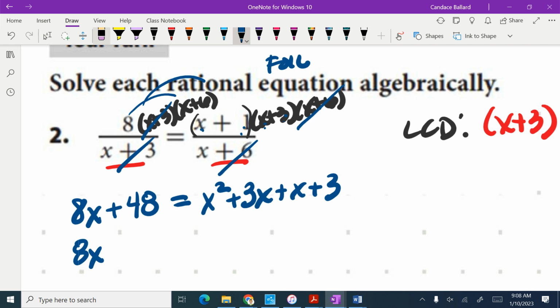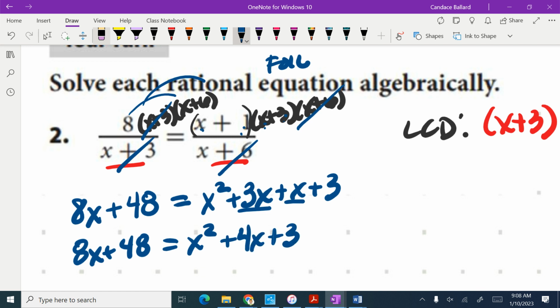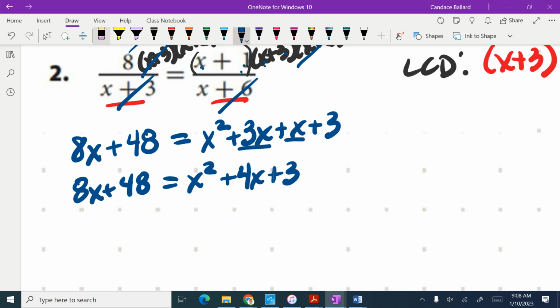Had I done it in my head, I would just move stuff over. So 8x plus 48 equals x squared. What's 3x plus x? Good. Plus 3. Do I have something linear or do I have something quadratic? What makes it quadratic? The squared, right? So we're in algebra 2. We should recognize what a quadratic is. If I have something squared like that, what does it have to be equal to solve? 0. So I want to get it equal to 0.